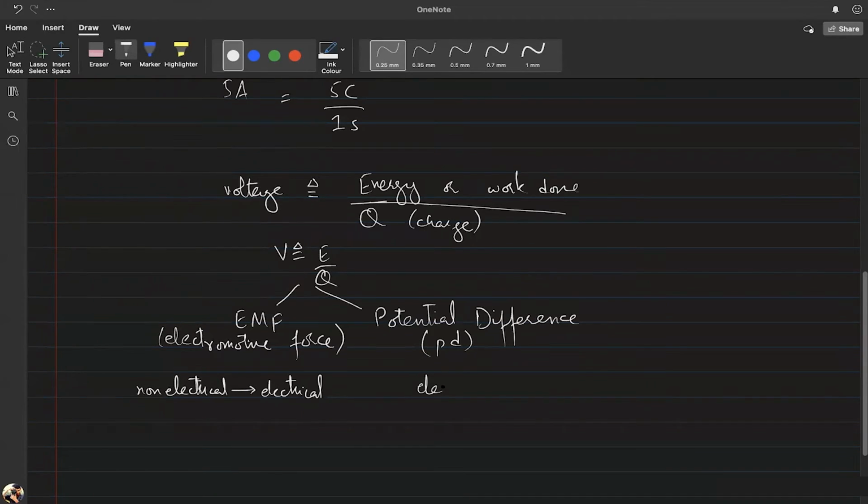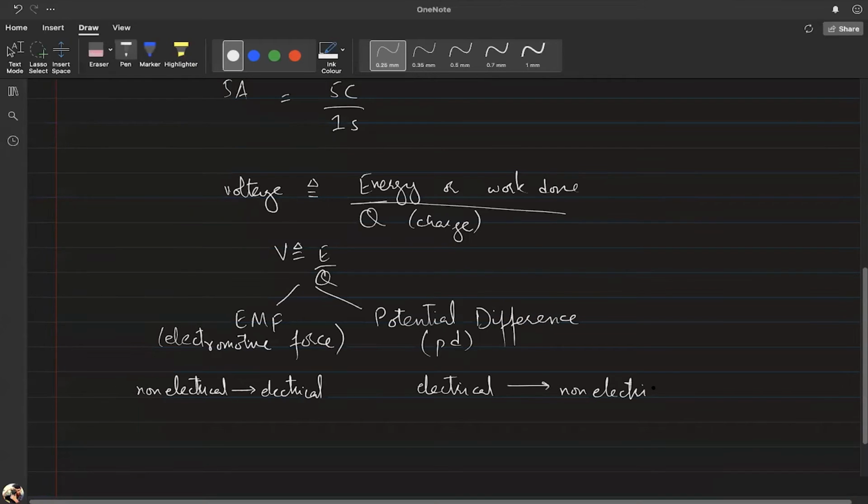So in potential difference, you take electrical energy that charge carries and you convert it to non-electrical energy. And if you do that, we call this potential difference. So remember both of them: voltage is simply energy or work done per unit charge. If you're giving that energy to the charge, that is electromotive force. If you're taking that energy from the charge, that's potential difference. So in EMF, it goes from non-electrical to electrical, because charge can only carry electrical energy. Charge will not carry heat energy as much. Similarly, in potential difference, charge has electrical energy, I take it and convert it to non-electrical energy, any form of energy. Okay, so that's the voltage.